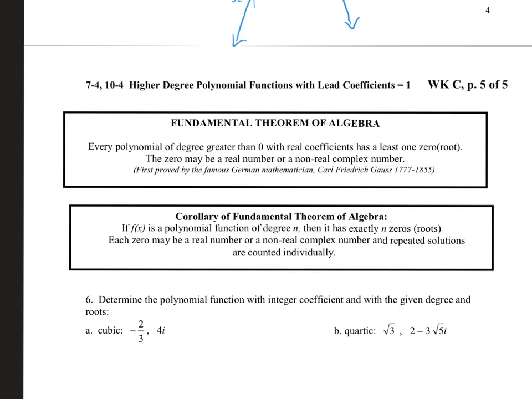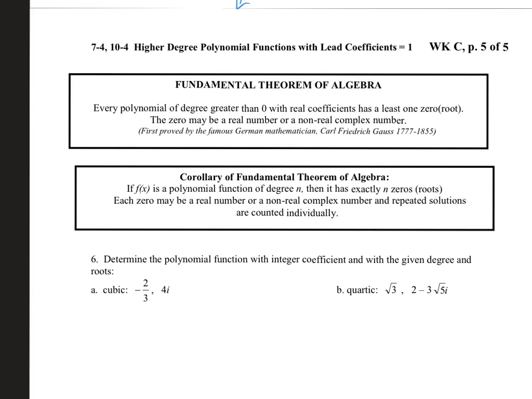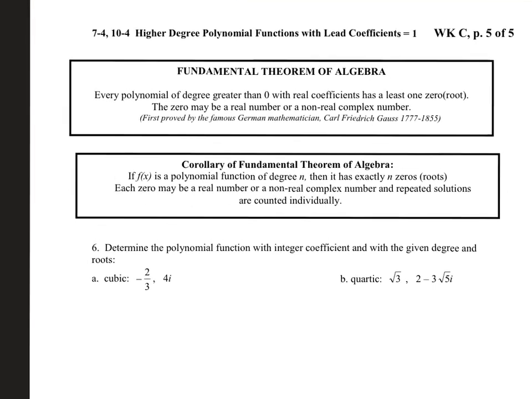Okay, this was developed a long time ago. Which says every polynomial of degree greater than 0 with real coefficients has at least one zero or one root. Okay, and that zero may be a real number or a non-real complex number. And this was really important back in the day when really algebra was all based on the study of equations, linear equations. This didn't really develop anything into like more modern algebra. But that's for a little history lesson if you want it.